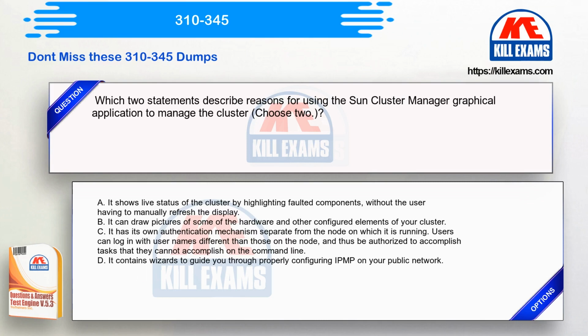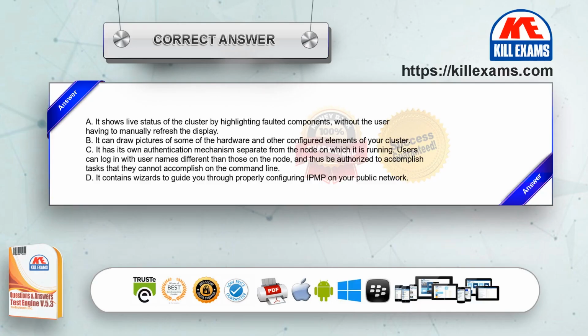Option C. It has its own authentication mechanism separate from the node on which it is running. Users can log in with usernames different than those on the node, and thus be authorized to accomplish tasks that they cannot accomplish on the command line. Option D. It contains wizards to guide you through properly configuring IPMP on your public network. The correct answer is option A, B.